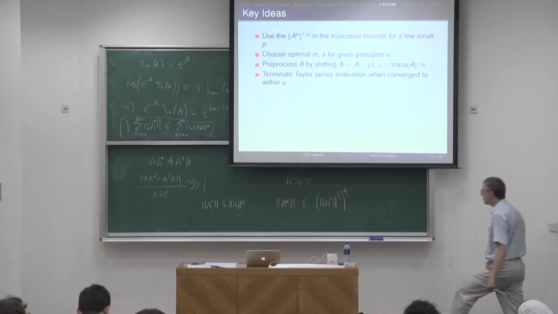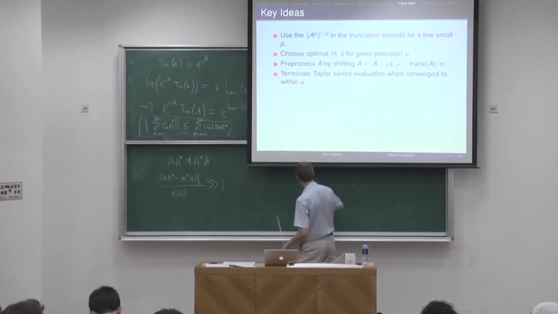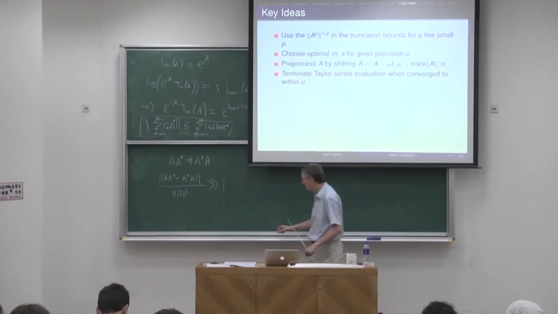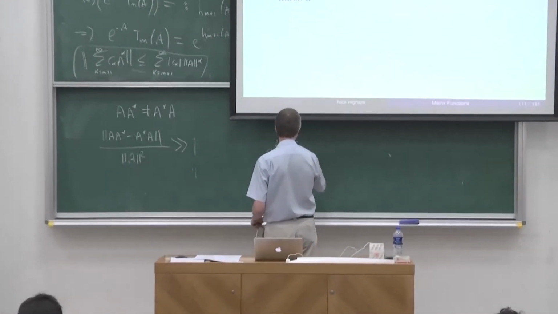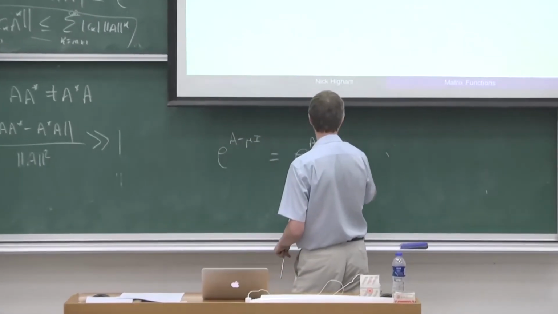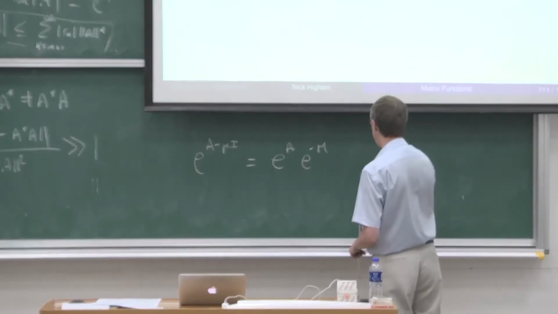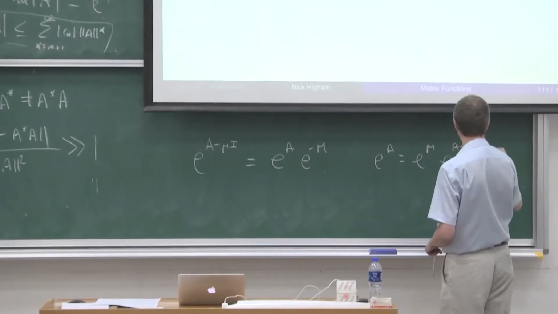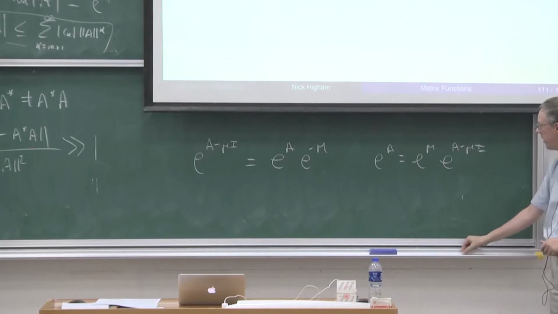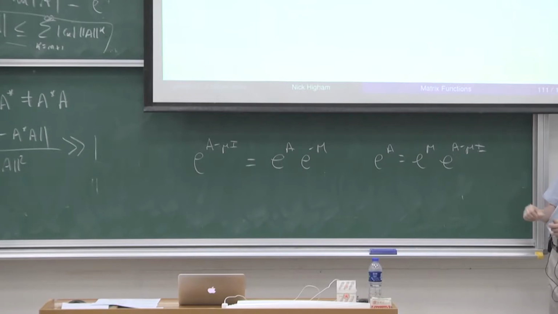There's another idea we can use, which is sometimes helpful, which is shifting. If I look at e to the A minus mu I, that's e to the A, e to the minus mu, because the arguments commute. So therefore e to the A is e to the mu, e to the A minus mu I. So I can do any shift I like on A, and then I can recover the exponential via just multiplying by the appropriate scalar.